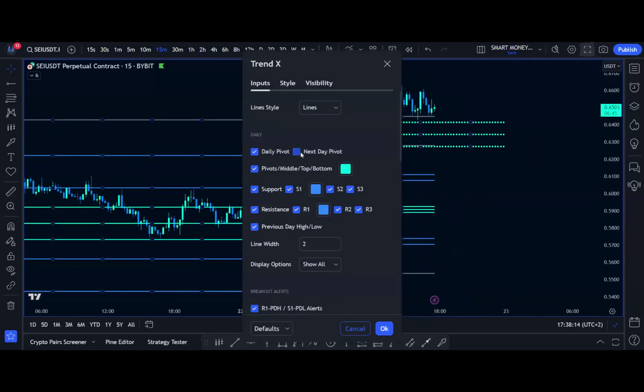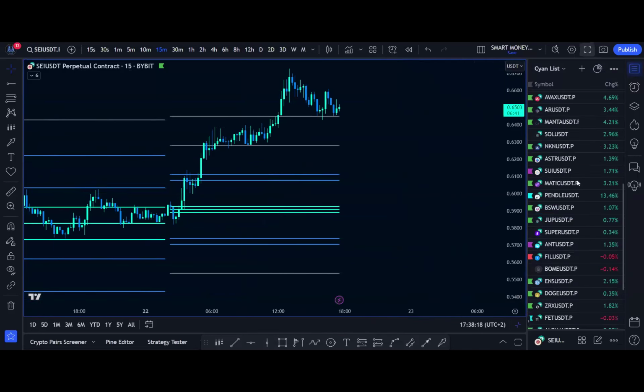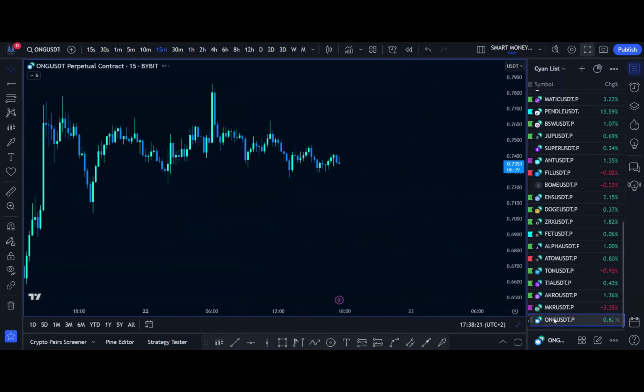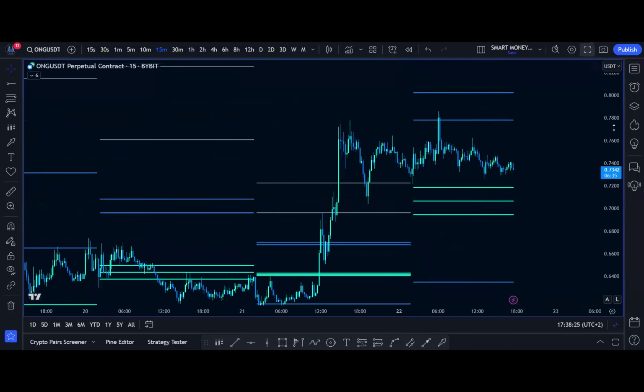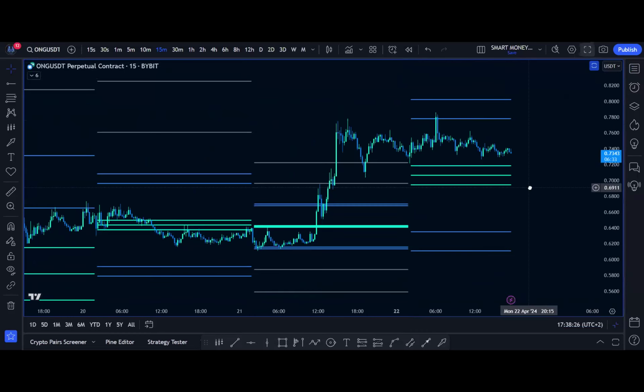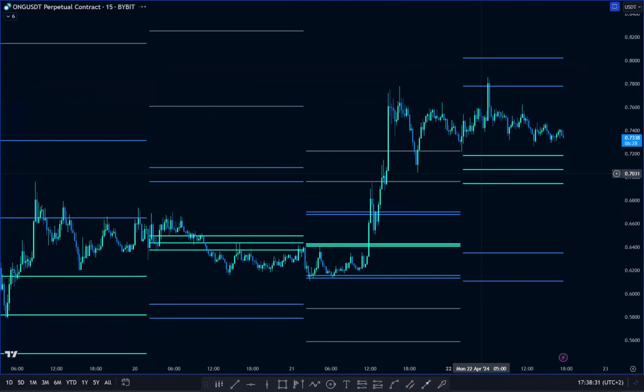So I'm going to take off the next day pivot for now, and I'm going to give you an example now. I want to show you a very good example that was actually called out in the group. So as you know, guys, we've got Pramod, who's going to be assisting us in the group now. He is a master of trading TrendX.